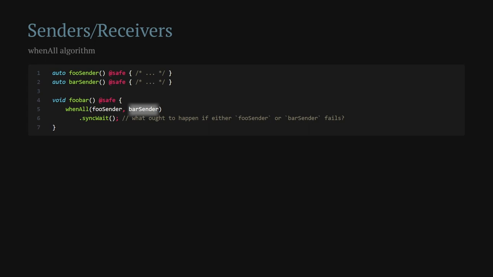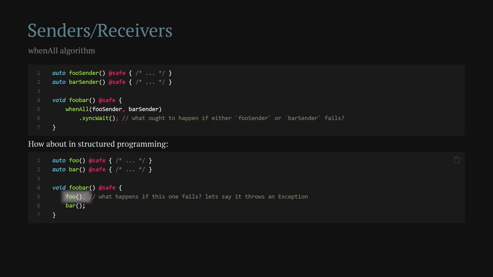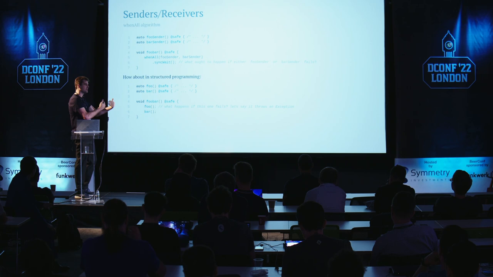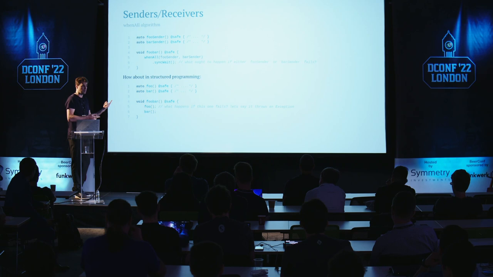So in normal programming, if we have the foo here, and let's say it throws an exception, bar never gets executed. Essentially, it gets canceled in a way. Although it doesn't really get canceled, but we can look at it that way. So with a when all, when we're running multiple senders and one of them has an error, we want to cancel the other one. Because we can no longer run all of them to completion because one of them just failed. So we have to cancel the other one, and then wait until it's done. And only then can we propagate the original error.